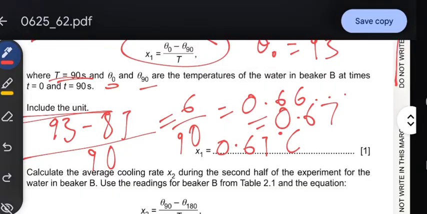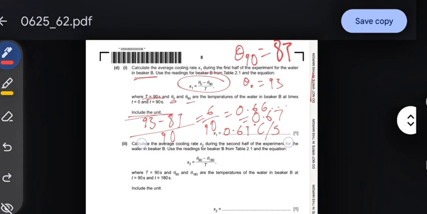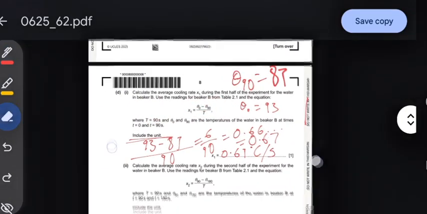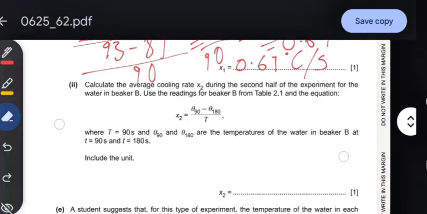0.67 degrees Celsius per second. All right, because theta is in degrees Celsius and time is in seconds. Okay, now let's move on to the next question. Calculate the average rate of cooling.